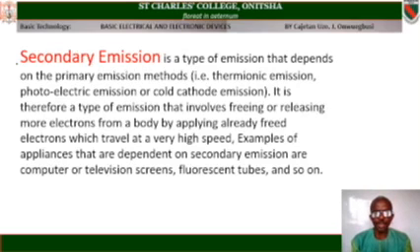Secondary emission. This is the type of emission that depends on primary emission methods, that is, thermionic emission, photoelectric emission, or cold cathode emission. It is therefore a type of emission that involves freeing or releasing of more electrons from a body by applying already freed electrons which travel at very high speed. Examples of appliances that depend on secondary emission are computers, television screens, fluorescent tubes, and so on.